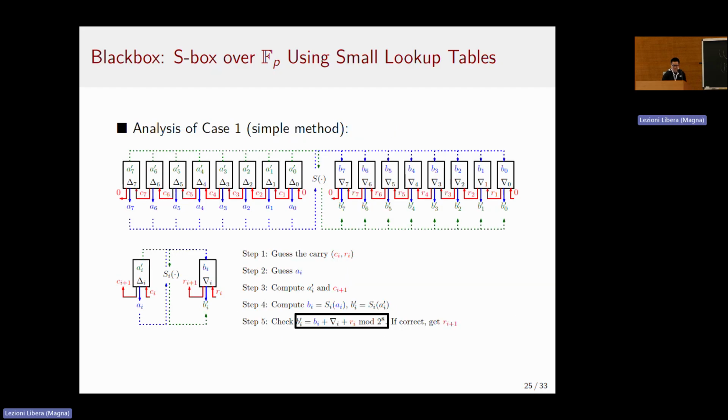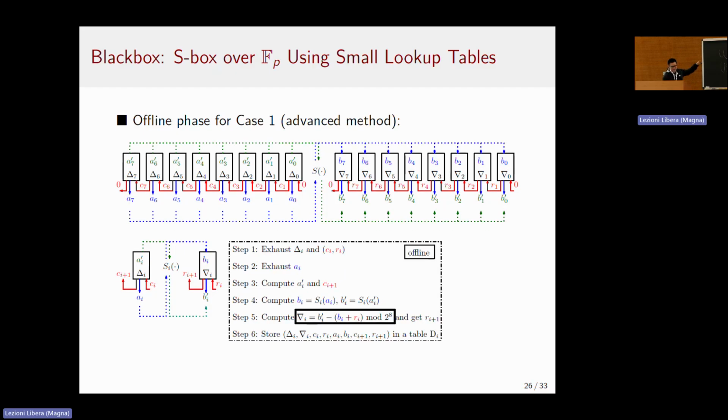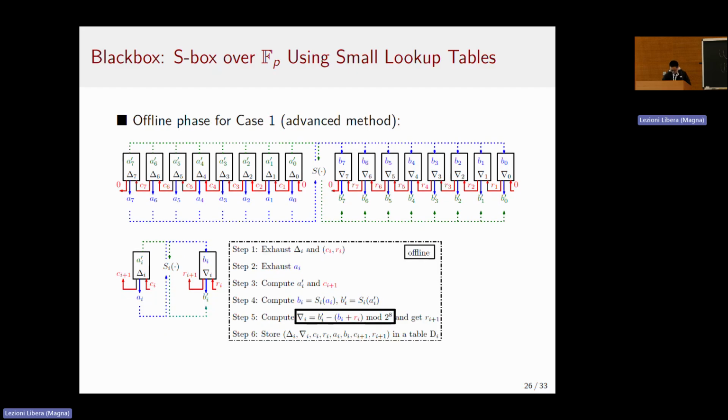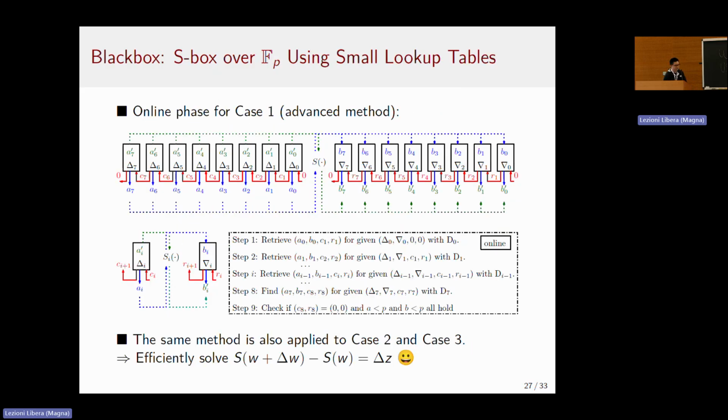And for case 1, it's the same. We only need to change the relation. Because in case 1, we have B prime equals B plus lambda, while in case 0, we have B equals B prime plus lambda. So we just need to change here. And similarly, in the offline phase, we just exchange the places of B_i and B_i prime. So not too much changed. And similarly here, we just exchange the places of B_i and B_i prime. So the same simple method can be applied to case 2 and case 3.